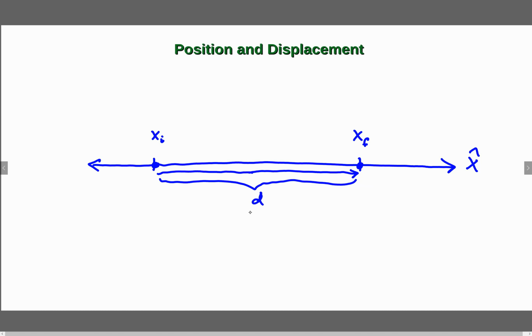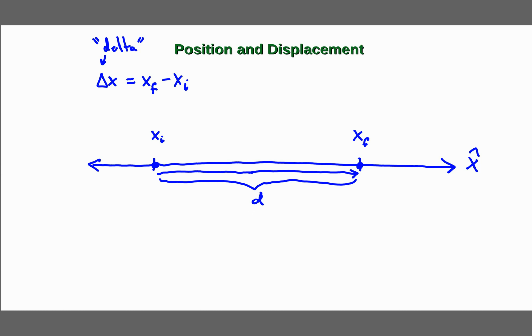This displacement is noted as delta x. This triangle here is delta. This is the uppercase version of the Greek letter delta. Delta x is equal to x final minus x initial. It's always x final minus x initial. It's never x initial minus x final. So we're using x here because I've established the x-hat direction, but if we had two dimensions, we could also have delta y, where we have y final minus y initial.